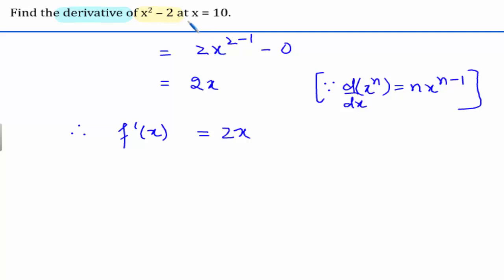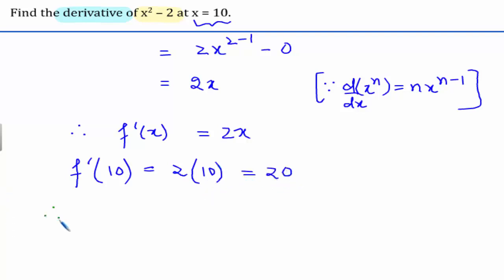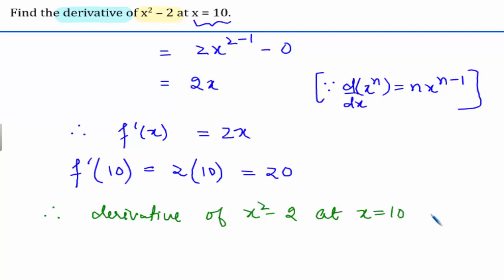Now we have to find the value of the derivative at x is equal to 10. That is, we have to find f dash 10. So this is equal to 2 into 10, which is equal to 20. Therefore, derivative of x square minus 2 at x is equal to 10 is 20.